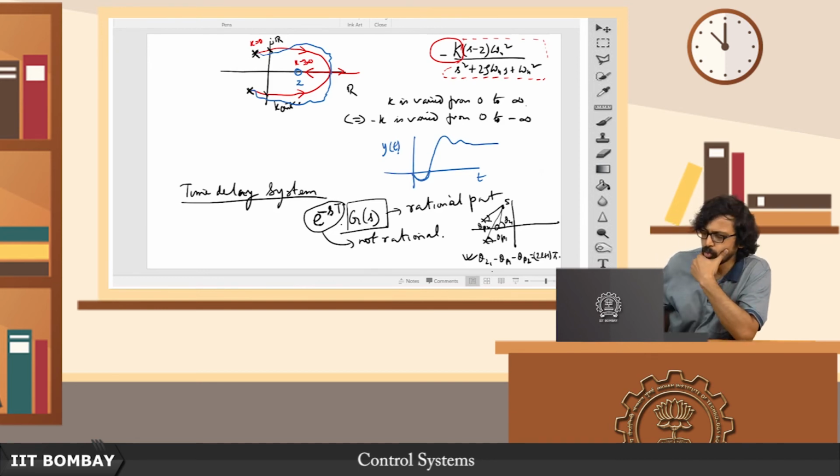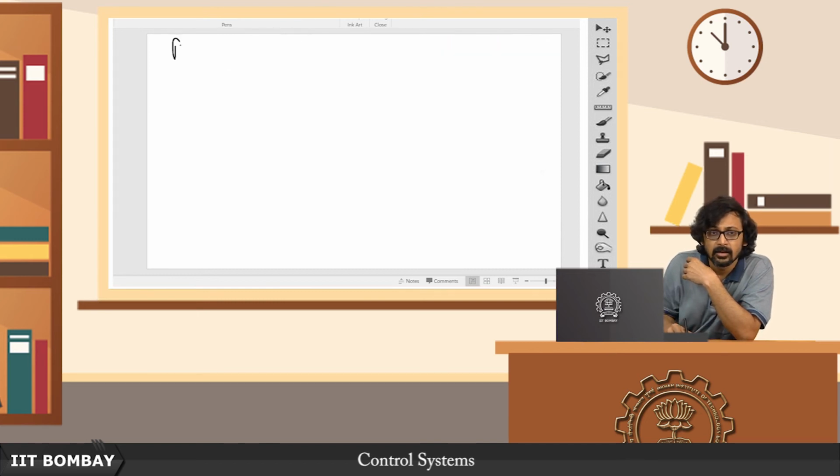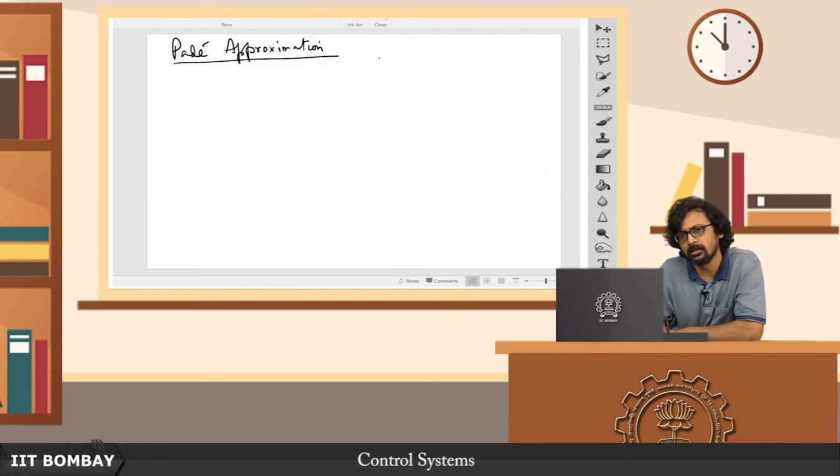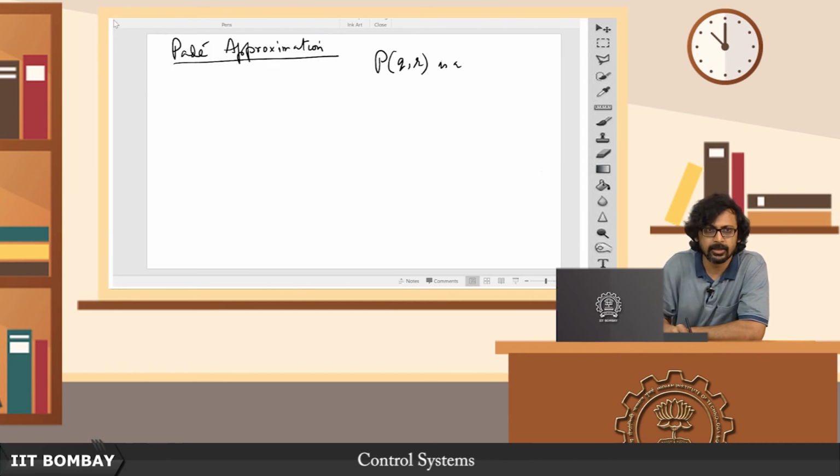But let us say we will not do that, since we are so familiar with rational transfer functions. Then recall that we had spoken about the Padé approximation. We will now take a closer look at this Padé approximation. There can be several Padé approximations. So you can call it in general a P, Q, R Padé approximation.